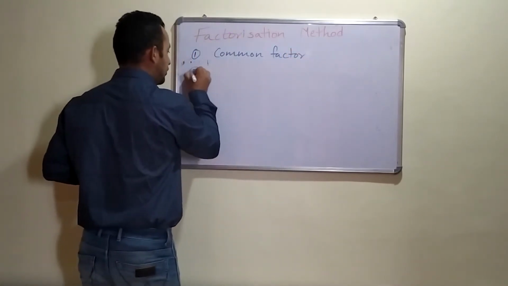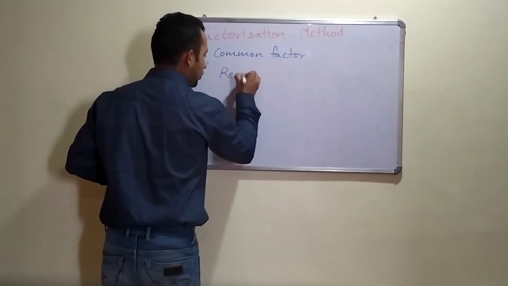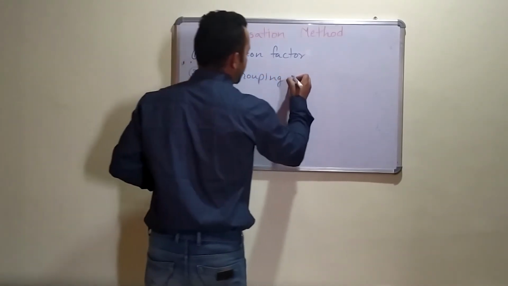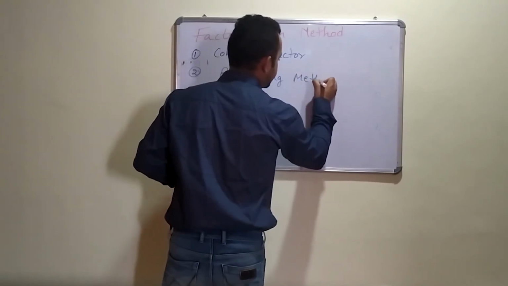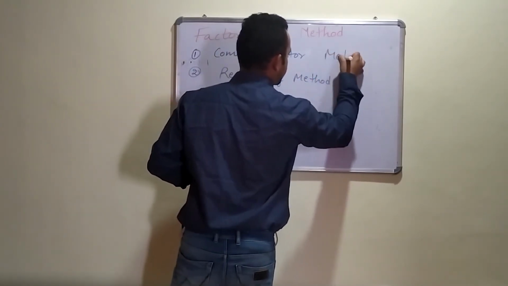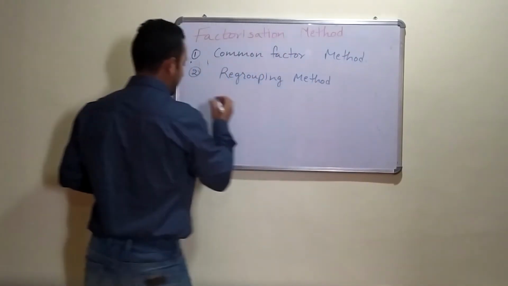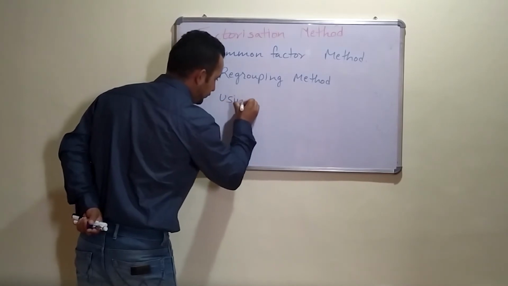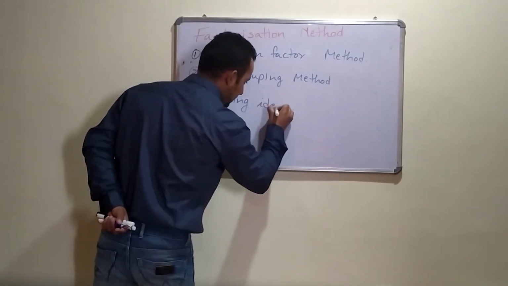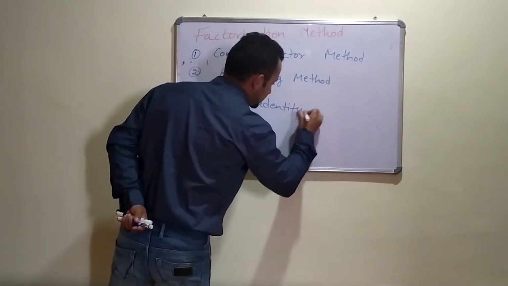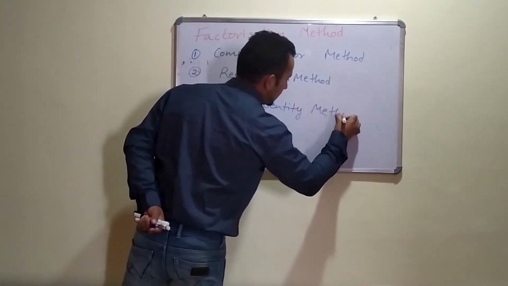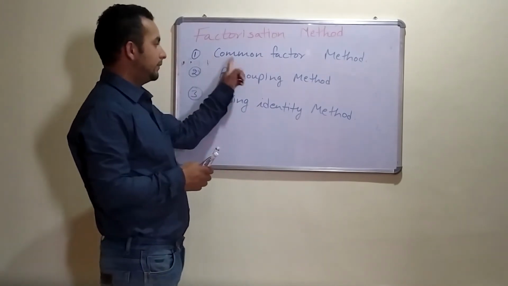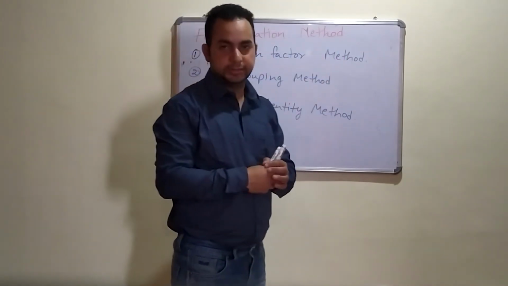Okay class. Now second is the regrouping method. And the third method is using the identity method. So one by one we are going to discuss about it. First of all, we will discuss about the common factor method.